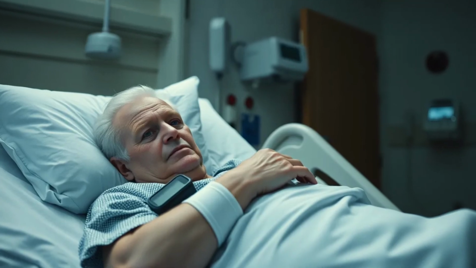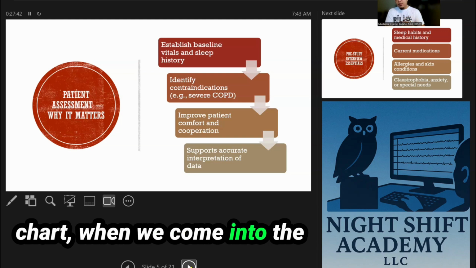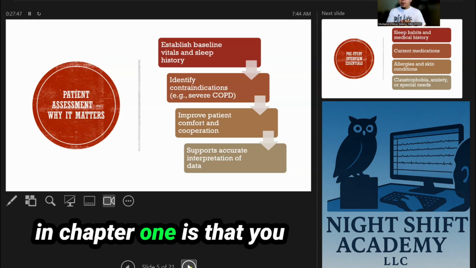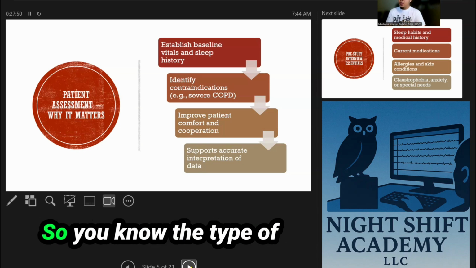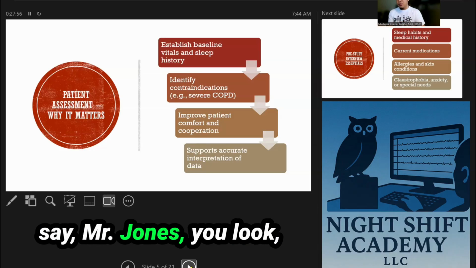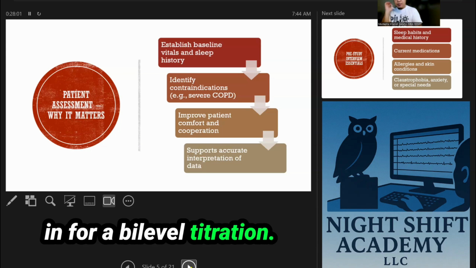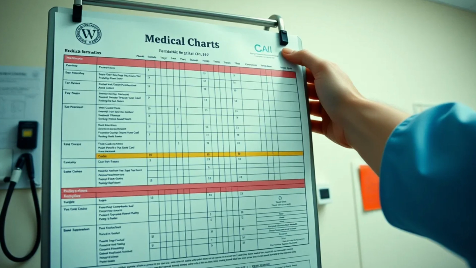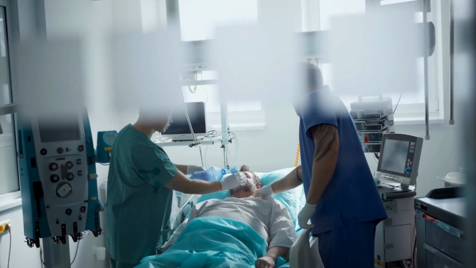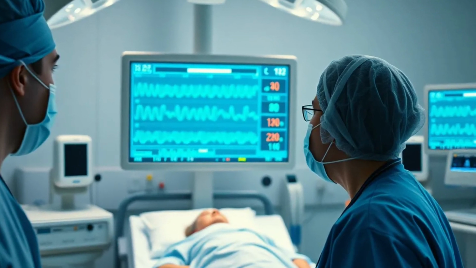Now, sometimes the patient will have severe COPD. When we come into the sleep lab, the first thing you need to do, which we discussed in chapter 1, is check the patient's chart so you know the type of patients that are coming in. Say Mr. Jones is coming in for a bi-level titration. You look, oh, the patient has severe COPD. Wait a minute, the patient was just in the ICU 3 weeks ago, okay?